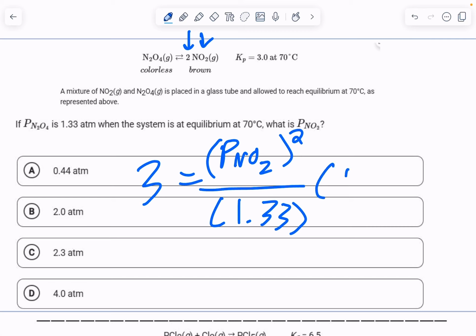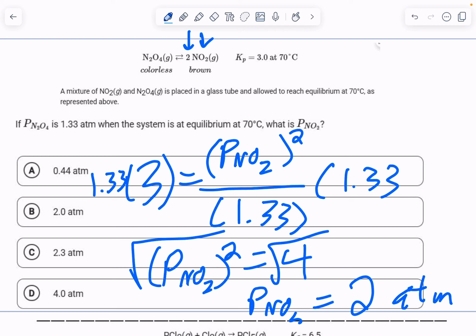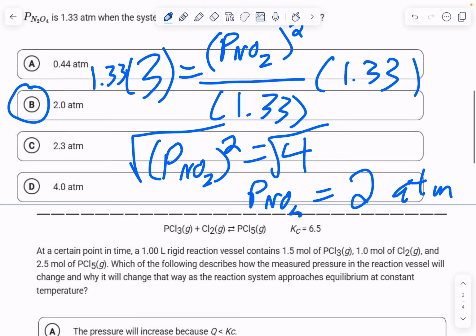First thing I'm going to have to do is multiply both sides by 1.33. And that turns out, so the pressure of NO2 squared is equal to approximately 4. I rounded up, it was like 3.99, which is basically 4. And I do that because I can just take the square root of each side, and I find that my pressure of NO2 is 2 atmospheres, in fact. And there is an answer choice that fits that, and that is the answer. So this one really is setting up your equation, solving for the missing variable, and being able to find that. So this answer is 2 atmospheres. Okay, we'll look at another question.